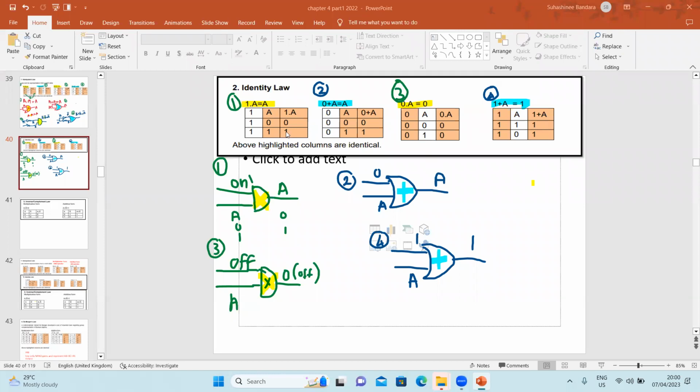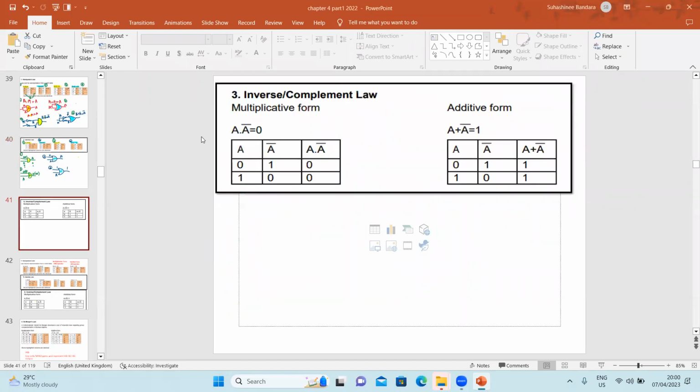Okay, so this one also we had additive form and multiplicative form. So now we are moving to the third type. The third type is inverse law, or else we call it complement law. Now look at A multiplied with A bar. A is 0, 1. A bar means 1, 0. If these two are multiplied, 0 into 1 is 0, 1 into 0 is 0. So two opposites. If the opposites are multiplied, then the output will be 0.